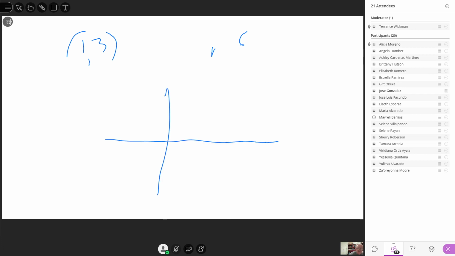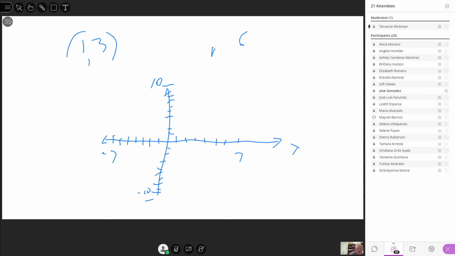On a graph, x goes 1, 2, 3, 4, 5, 6, 7, and negative 7. And this way, 1, 2, 3, 4, 5, 6, 7, 8, 9, 10. This way is a negative 10.